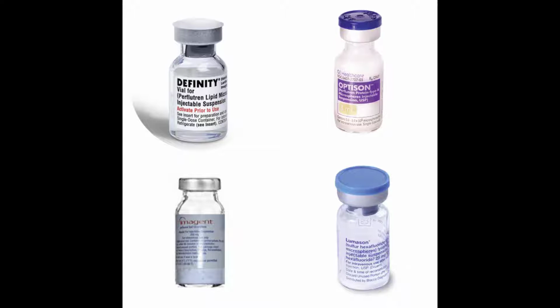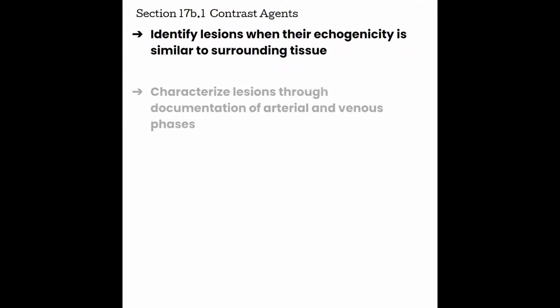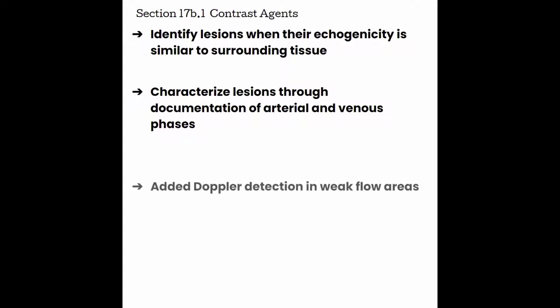When we use contrast agents, we see that they can help the sonographer in three major ways. Firstly, they're going to help us to identify lesions when their echogenicity is similar to surrounding tissue. We also see that they are going to help to characterize lesions through documentation of arterial and venous phases. And then lastly, we'll see that they add Doppler detection in weak flow areas.